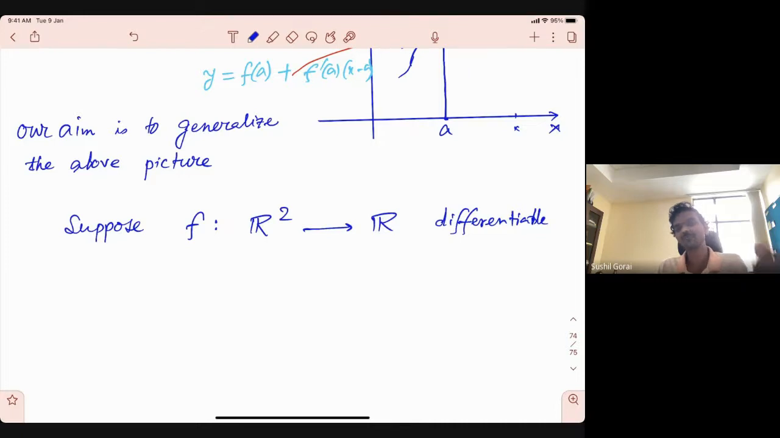And you see, the surface is not right here, right? It is from R2 to R. So what is the surface? That could have a peak or could not have a peak.